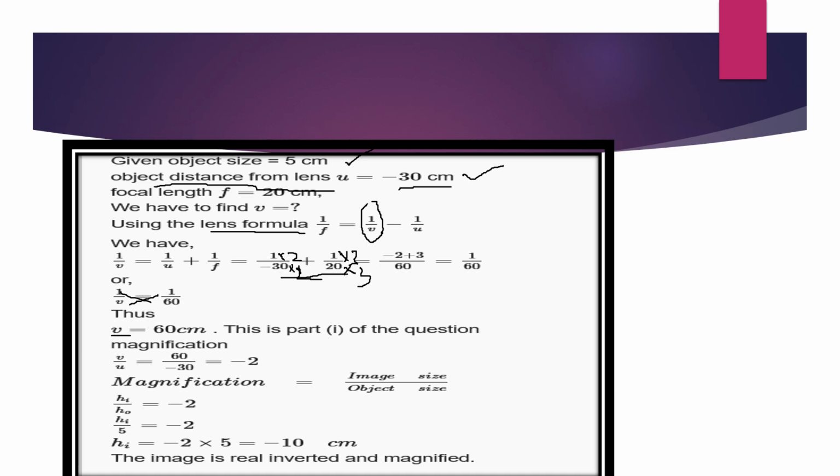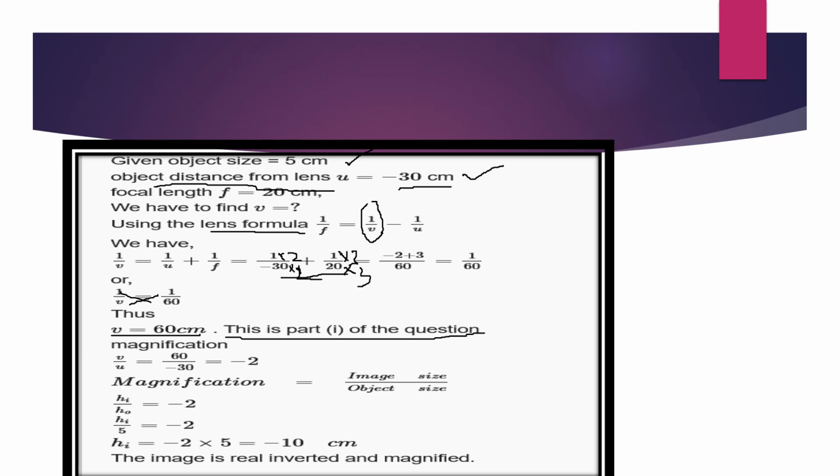So this will be the position of your image. That is part 1 of your question. And here you have to note one thing. If the sign convention, the Cartesian convention, is wrong, like if you take u as positive and focal length as negative, you'll end up with the wrong answer. So you have to choose the signs very carefully so that you reach the right answer. Next is your magnification.